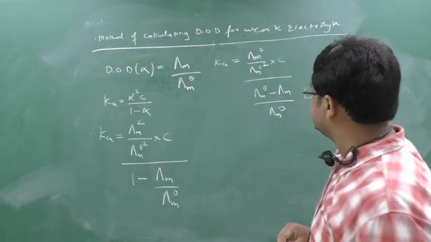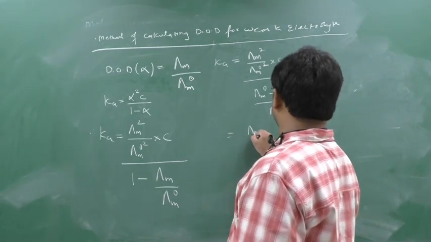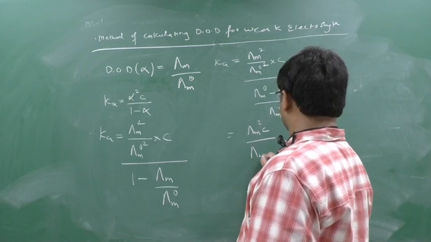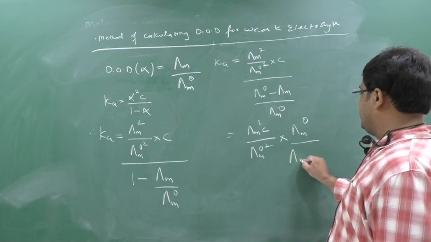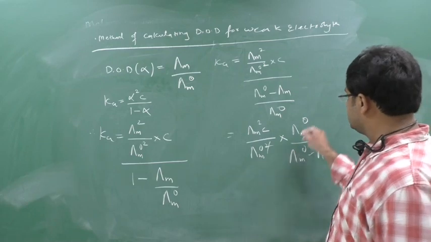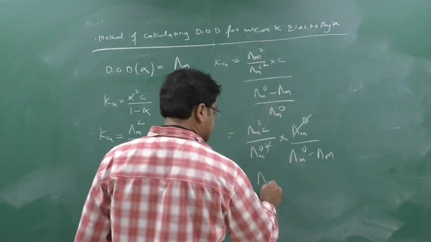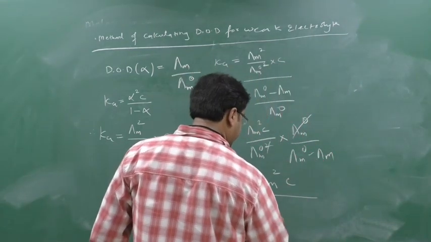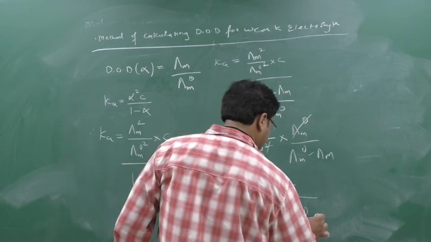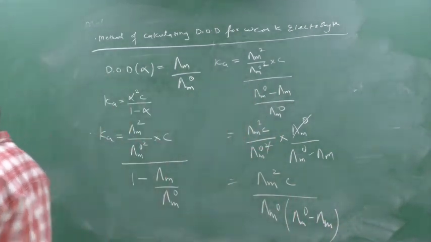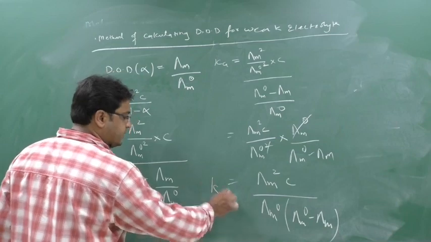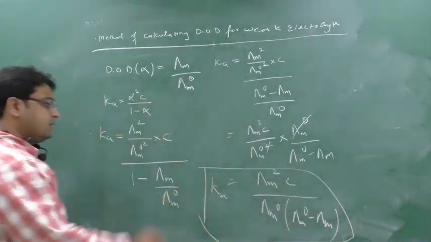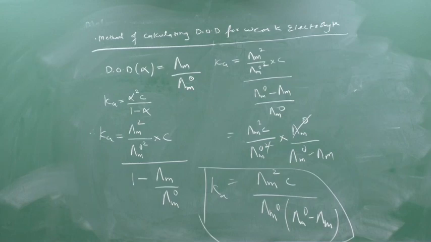I hope you understood because I have taken the LCM. Now here you can write lambda m square C and lambda m naught square, multiplied by the reciprocal, that is lambda m naught by lambda m naught minus lambda m. So this will get cancelled and you obtain the value as lambda m square C by lambda m naught into lambda m naught minus lambda m. Clear? So in this way you can obtain the value of Ka, and the Ka formula is lambda m square C by lambda m naught into lambda m naught minus lambda m. This is for the weak electrolyte.